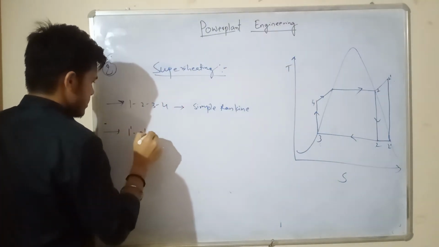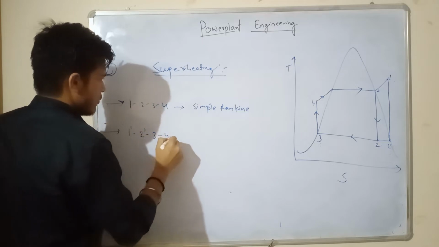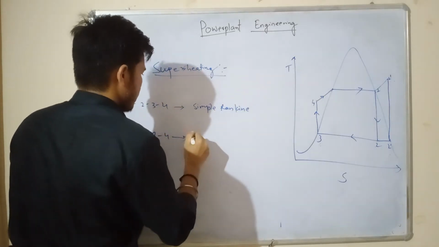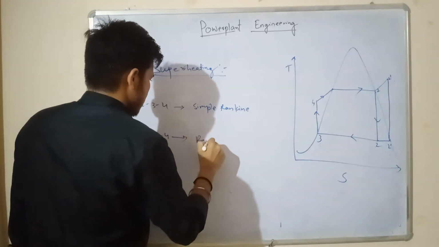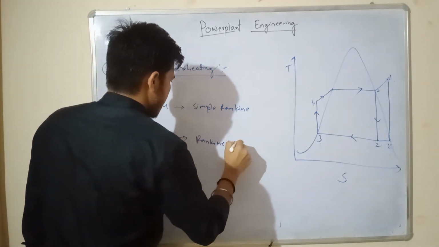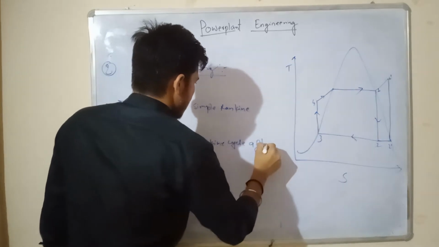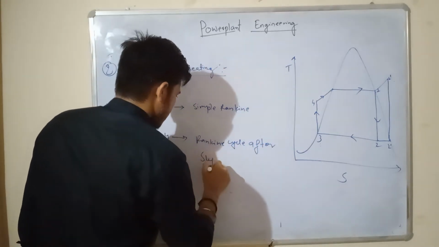1 dash, 2 dash, 3 4. Okay, now, Rankine cycle after superheating.